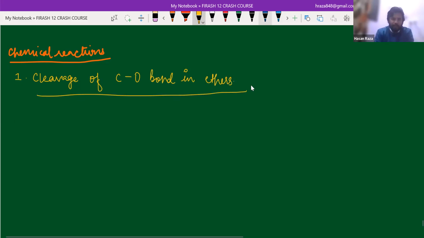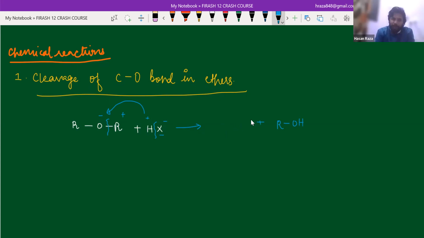So let's start our chemical reactions with the cleavage of the C-O bond in ethers. The first reaction: this is your ROR, and you are going to react it with HX. There will be cleavage of the C-O bond like this. You can cleave any one of them, and you are going to cleave this part. You can see this is positive, this is negative, this is positive, this is negative. This positive will go here, and you will be getting an alcohol, and then this negative will go with this, so it will form RX.